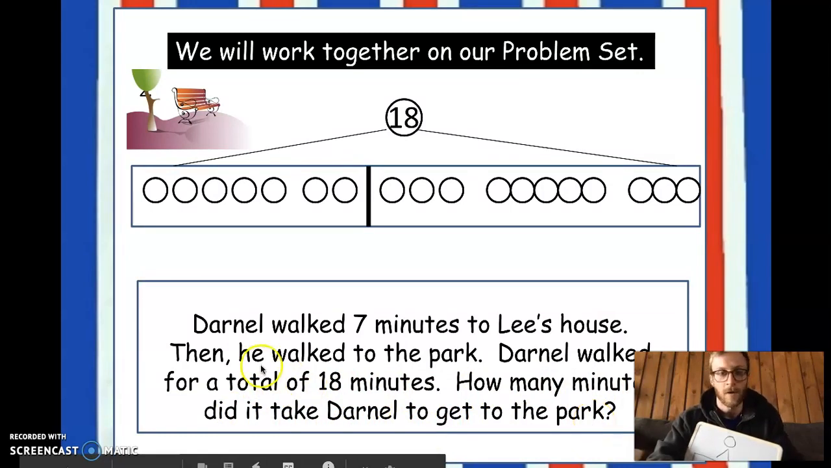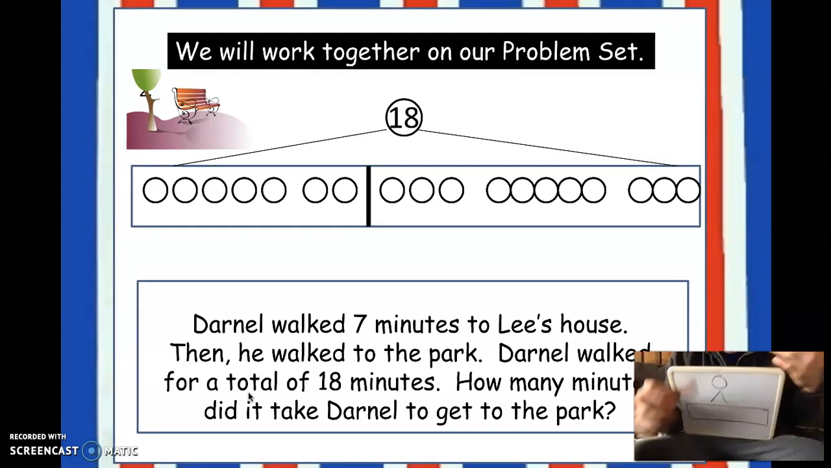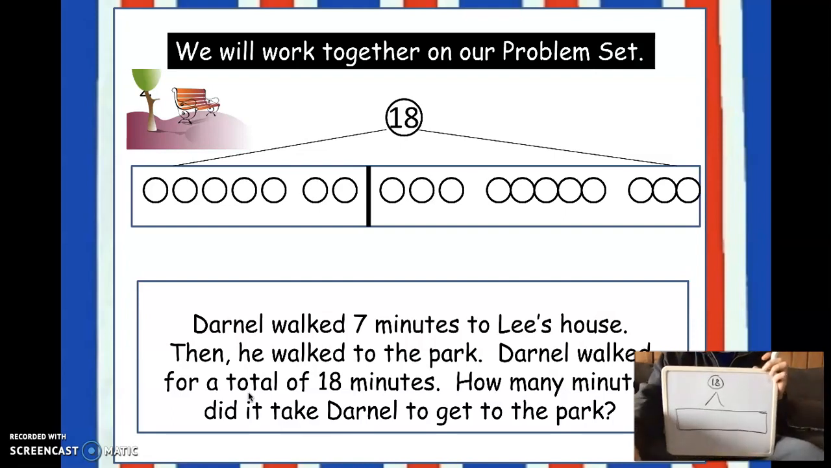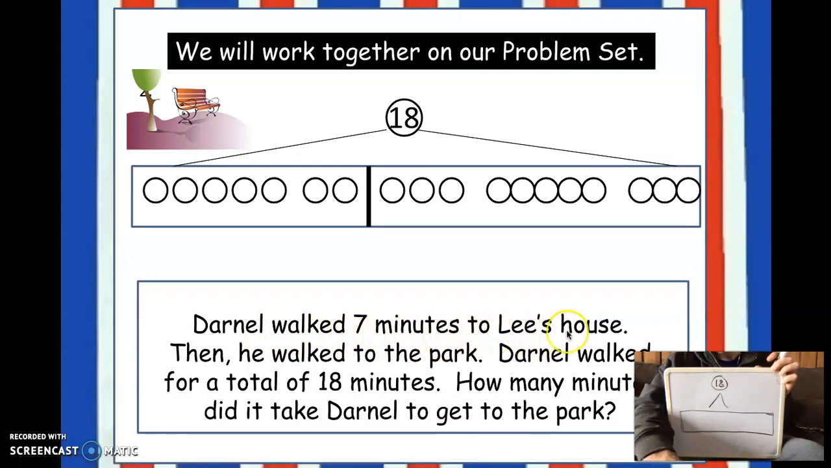All right, so first thing that stuck out to me was that word total. It already tells me my total, so it tells me my whole, because total and whole mean the same thing. So I'm going to put 18 right up in my whole spot in my number bond. I have it on the slideshow, now I have it on my whiteboard. 18 is our whole, or our total. Let's see what else it tells us.